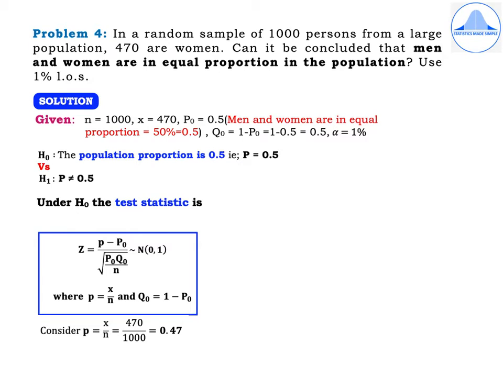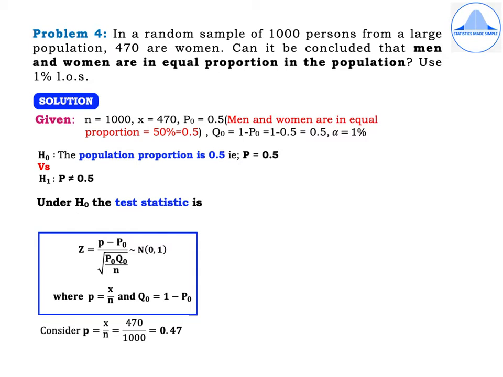So x is equal to 470. In the question, they have also mentioned that men and women are in equal proportion in the population. So it means that 50% are men and 50% are women in the population. So in other words, P naught is equal to 50%, which we convert to 0.5, and Q naught will be 1 minus P naught, which is equal to 1 minus 0.5, which is also 0.5, and alpha is equal to 1%.